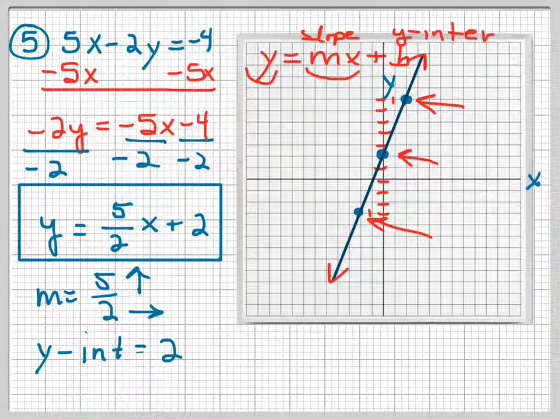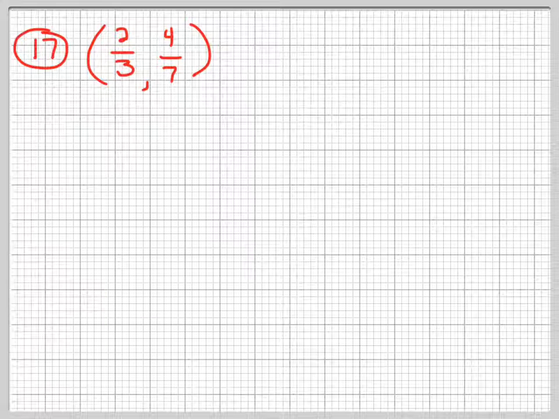Alright, from another group we have to go up to 17 through 19. Let's go ahead and do number 17. That looks like a tough one. It says find the slope of the line, and for 1 point we've got 2/3 and 4/7, and for the other one we've got 2/3 and 11/7. We're supposed to find the slope.